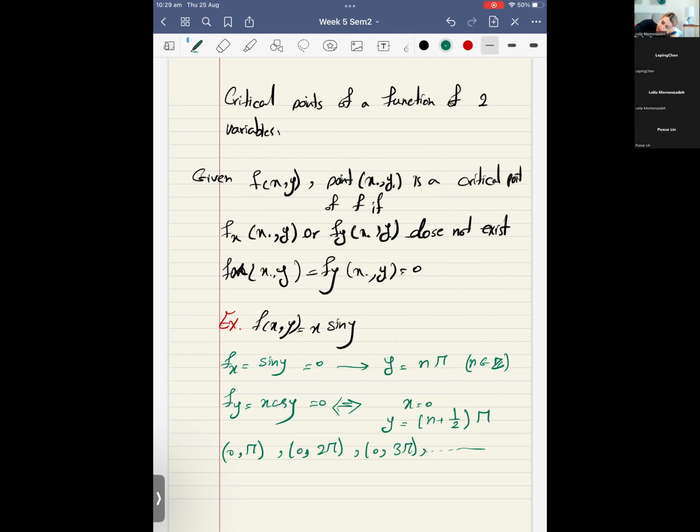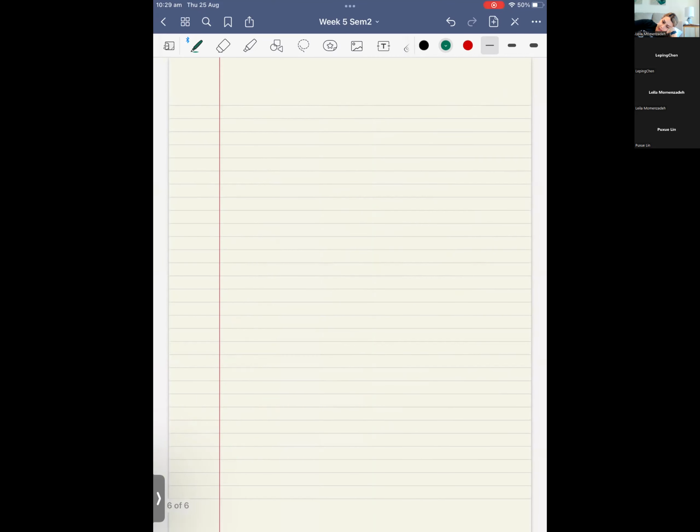If you want to classify the critical points, you should use the second derivative test that you had before.